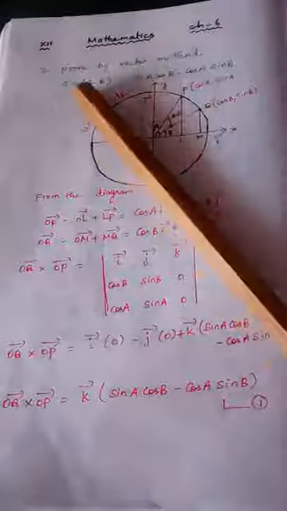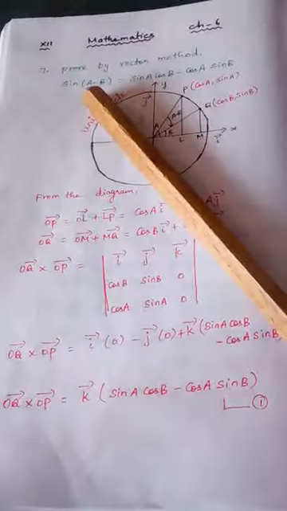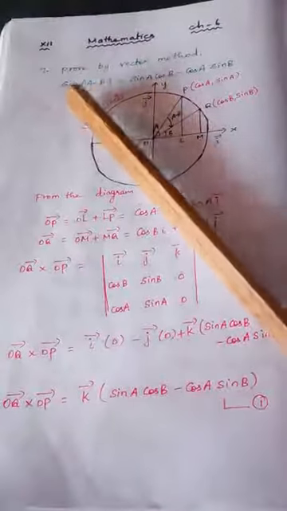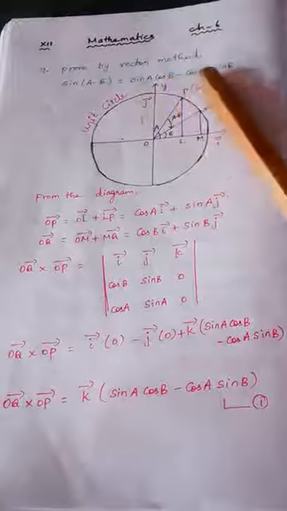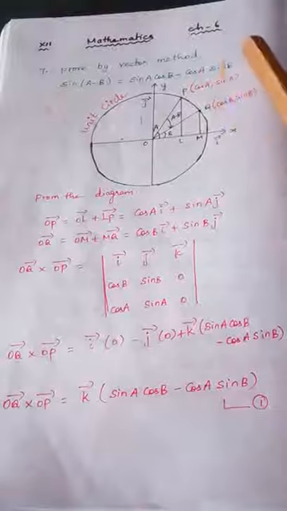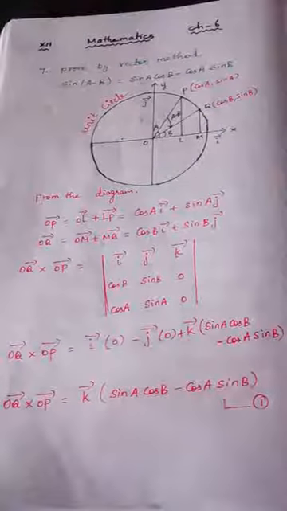There it is cos(alpha plus beta), cos(alpha minus beta). In place of alpha and beta, here they are giving capital A and capital B. So sin(A minus B) is equal to sin A cos B minus cos A sin B. Actually, this is a trigonometric formula. They are asking us to prove this trigonometric formula using vector algebra.